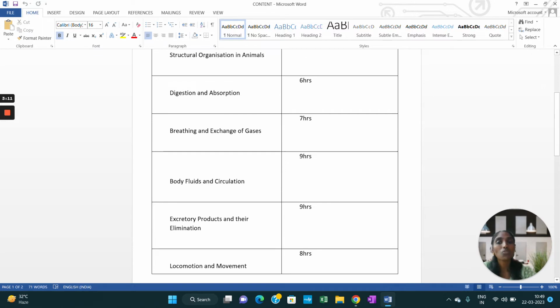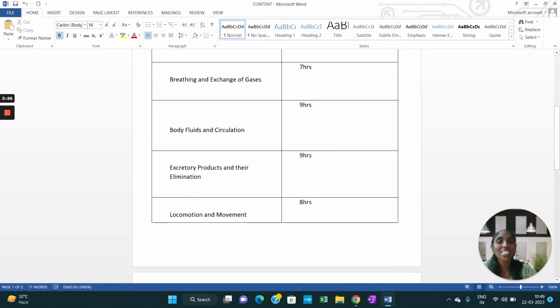And move on to body fluid and circulation. This is a very important topic, it carries 9 hours. In body fluid and circulation, we are going to discuss blood and what is the composition of blood, for example RBC, WBC and platelets. And also we are going to discuss ABO blood group. And in the circulation process, we are going to discuss the general structure of the heart, and how the ventricle and auricle perform the pumping of blood from the heart through the body system. So these things we are going to discuss in this lesson, especially the double circulation method also. And this carries 9 hours.